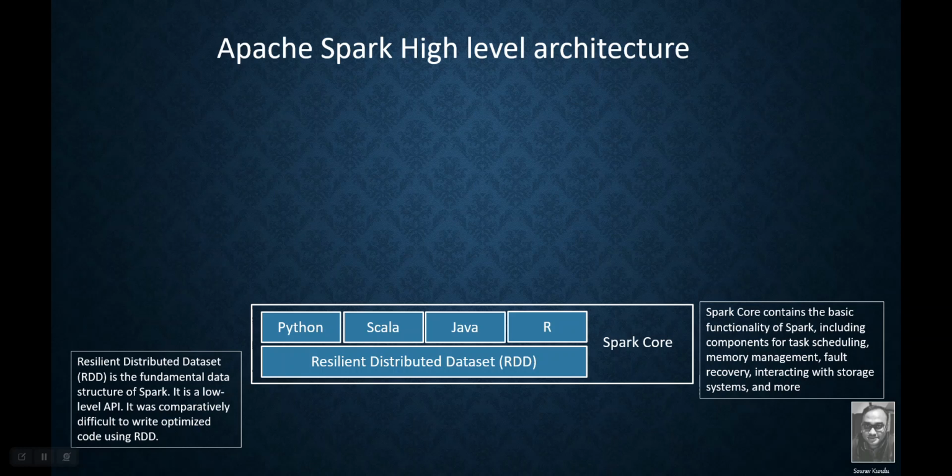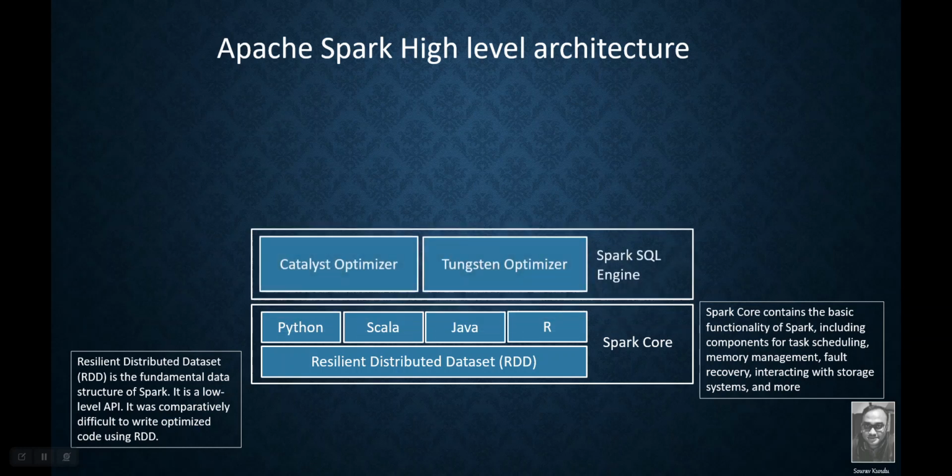But it was comparatively difficult to use this in complex operations, and it was difficult to write optimized code using RDD. If you go through the RDDs, you can see that if you want to write optimized code, it is very difficult. So for that, the next thing coming on top of it is the Spark SQL engine.